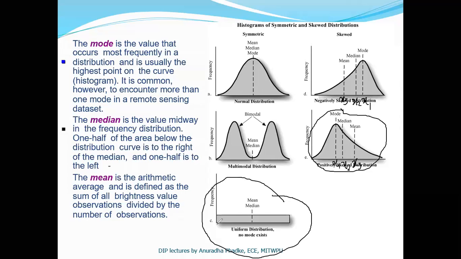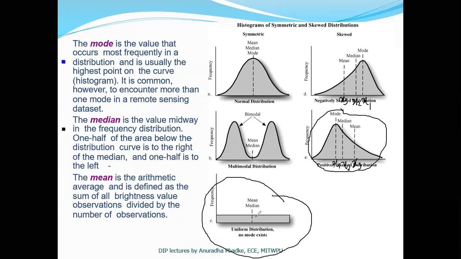So can you tell me what is uniform distribution by looking at this graph? What is the meaning of uniform distribution? In case of uniform distribution, frequency of occurrence of each gray value is identical. Yes, Sharon, your answer is correct. All gray levels have the same number of pixels. Okay. So this is uniform distribution.